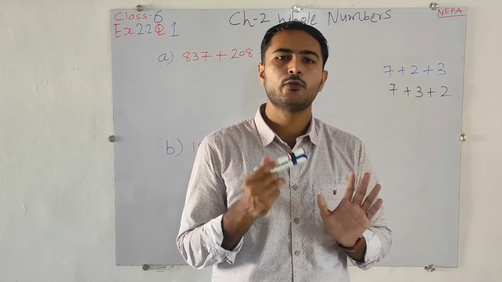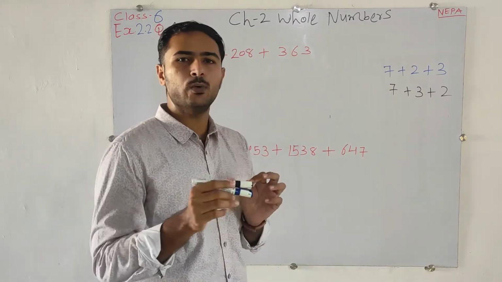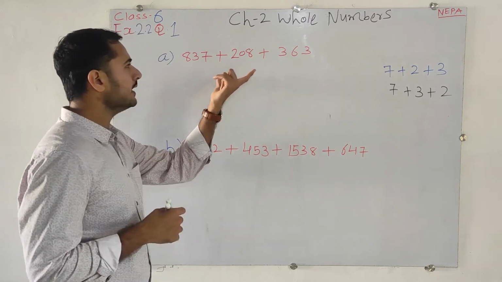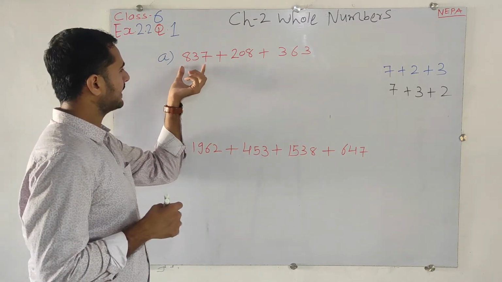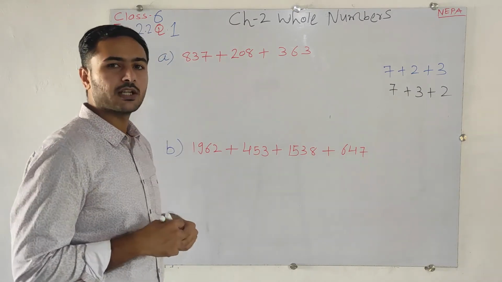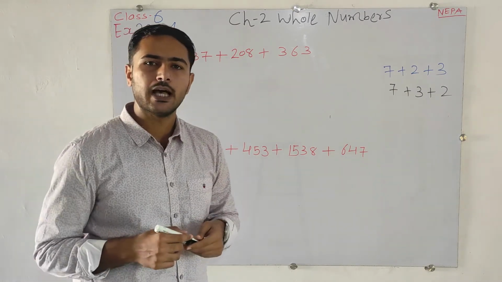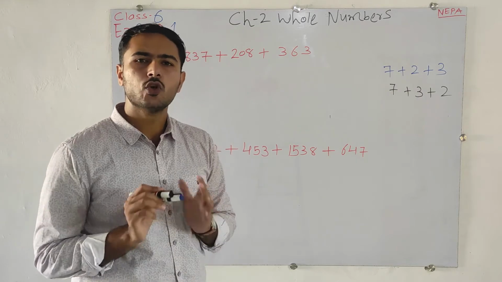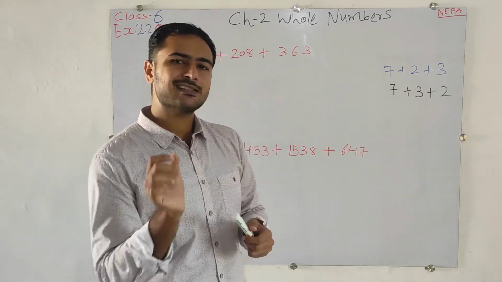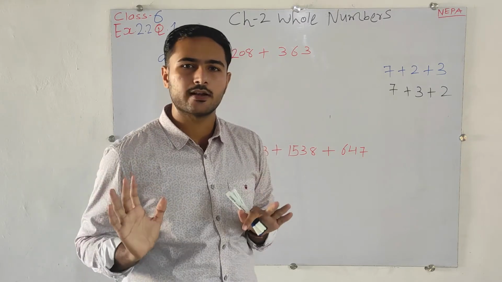So the same thing we will follow here. We will find out how we can get the 10 in the addition. Now here the numbers are 837 plus 208 plus 363. All the numbers have 3 digits. Now can we get 10 over there? No, we cannot. But just remember that at the ones place, if you get 0, it means that's done.